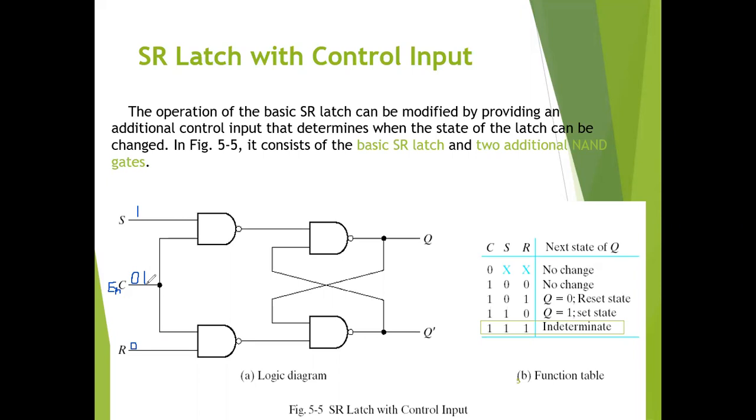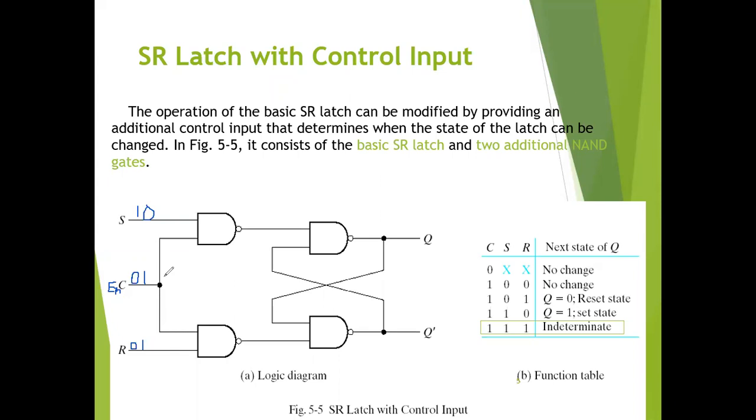To change the set state to the reset state, the inputs must be S equal to 0 and R equal to 1, and enable must be equal to 1, in that case to change the state from the set state to the reset state. In either case, when enable returns to 0, the circuit will remain in its previous state, or we can say in the current state.